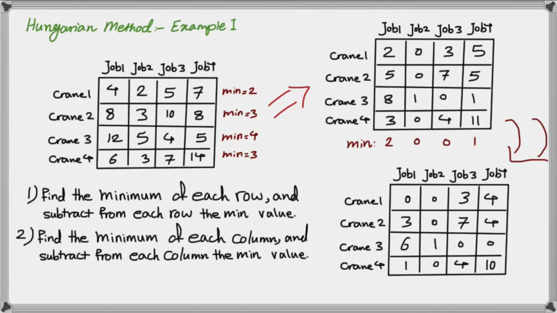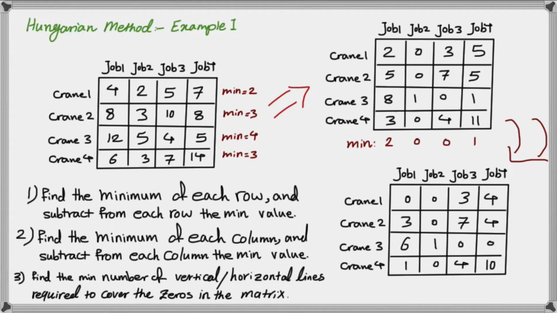So far, we found the minimum of each row and subtracted it from the associated row. Then we found the minimum of each column and subtracted that value from each column. The third step is to find the minimum number of vertical or horizontal lines that we need to cover all the zeros in the matrix. The way that you lay out those lines does not matter. The most important thing is to use the minimum number of lines to cover those zeros. And your lines cannot be diagonal, they should be vertical or horizontal.